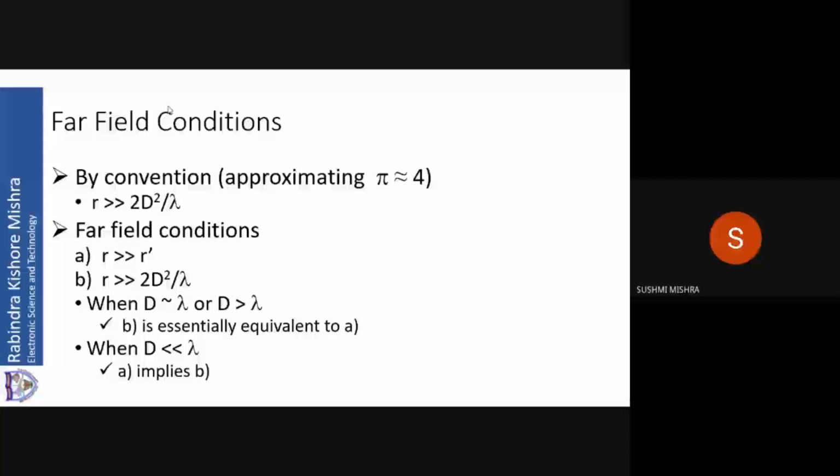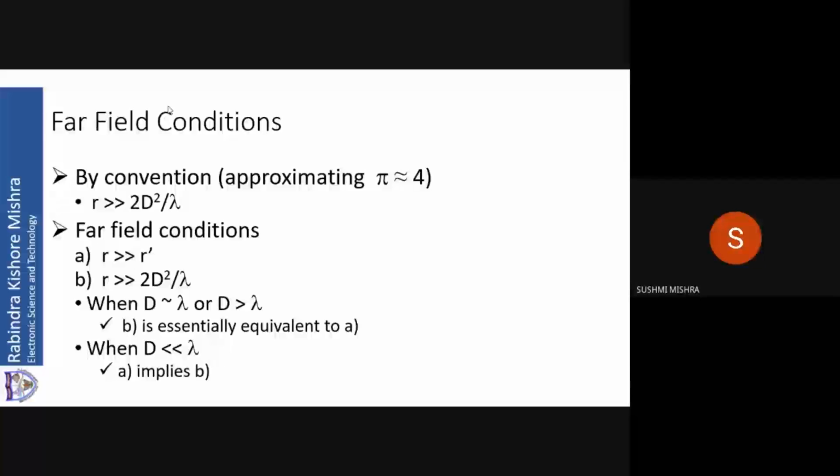So both A and B are to be satisfied when D is of the order of lambda or D is greater than lambda. B is essentially equivalent to A, that we saw from the second example. When D is much less than lambda, then A implies B, which means if A is satisfied, then automatically B is satisfied.